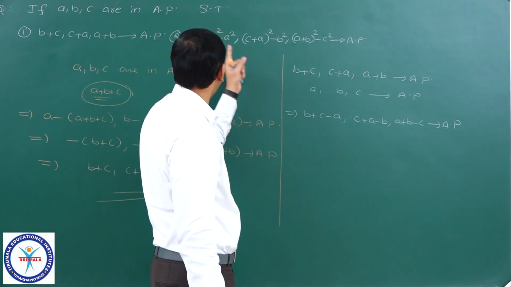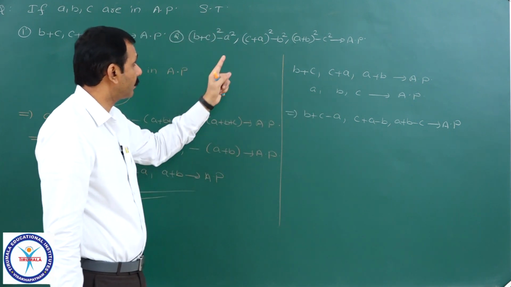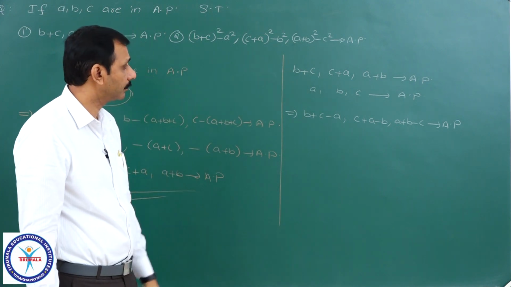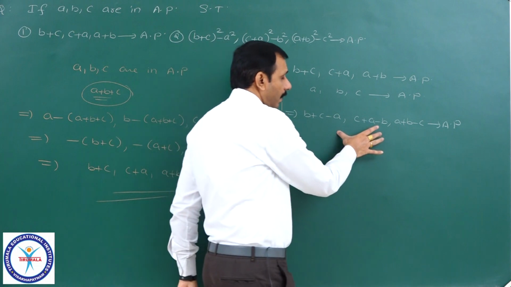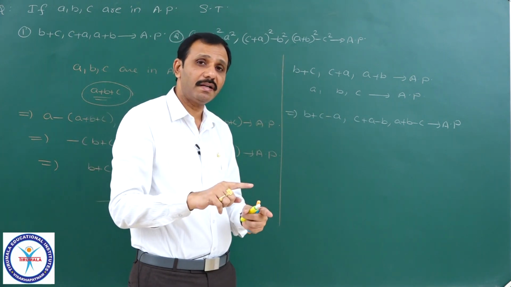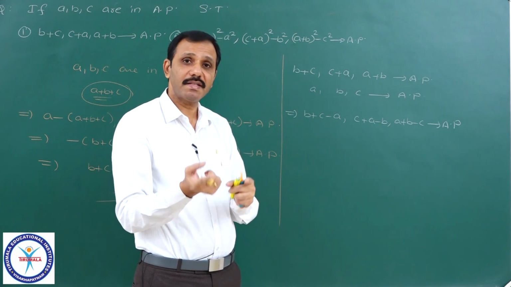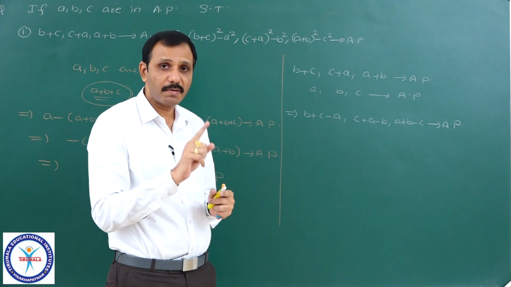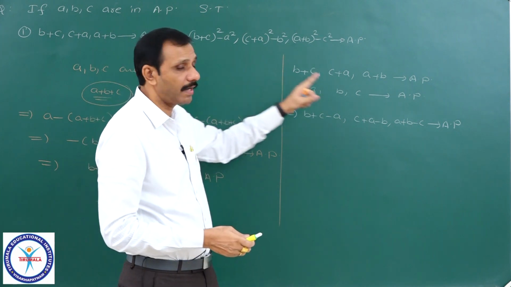Now, I want this as (B plus C) whole square minus A square, (C plus A) whole square minus B square, (A plus B) whole square minus C square. See here. Because these are in AP, I can multiply each and every term with a non-zero constant, and the resulting sequence is still an AP only. Of course, the common difference may be different. We least bother about that.